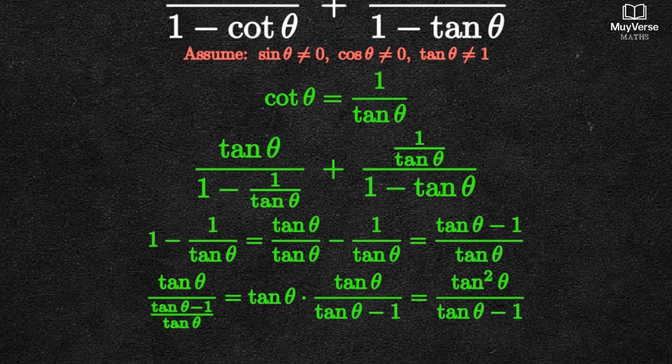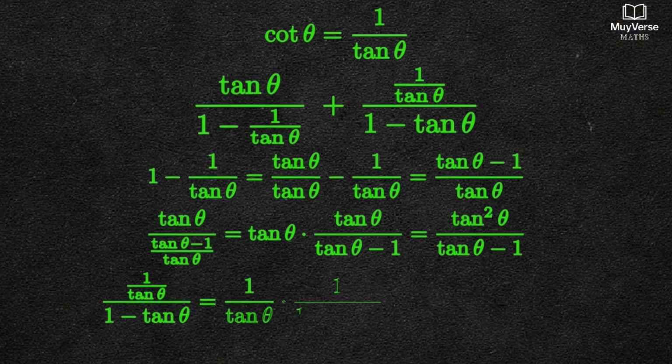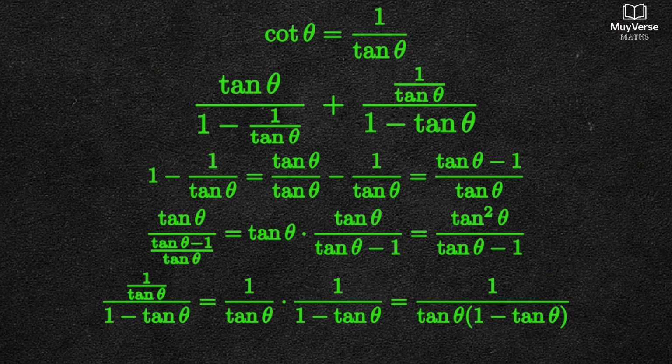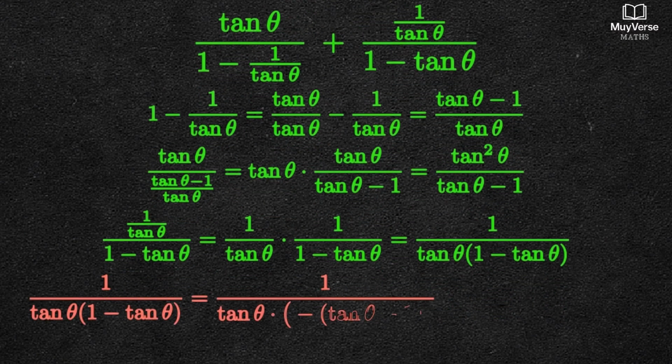Step 3. Now, the second fraction. Write it as 1 over tangent times 1 over 1 minus tangent. Notice 1 minus tangent equals negative of tangent minus 1, giving a negative sign.